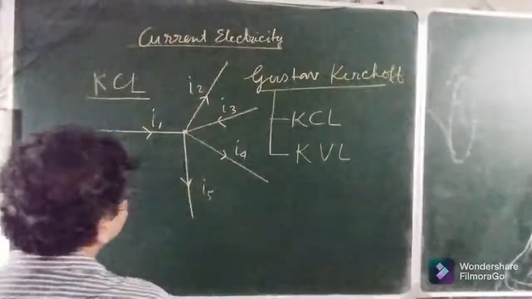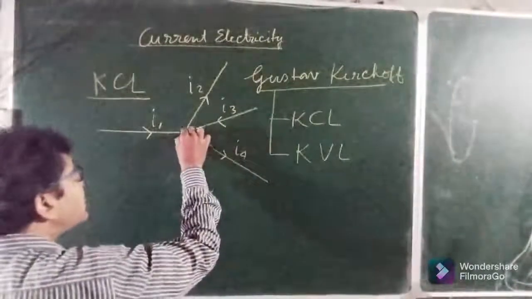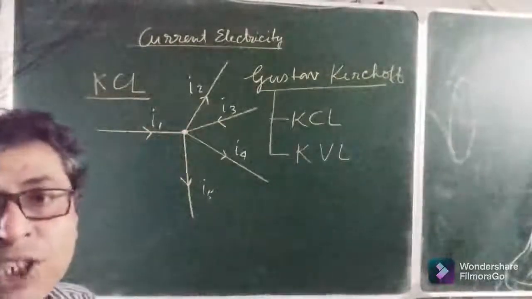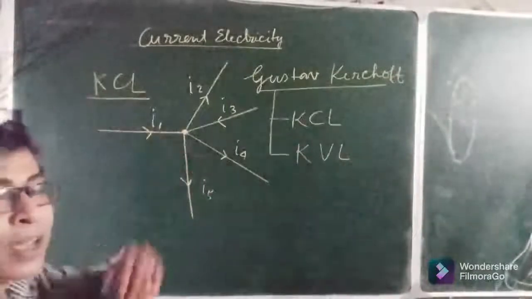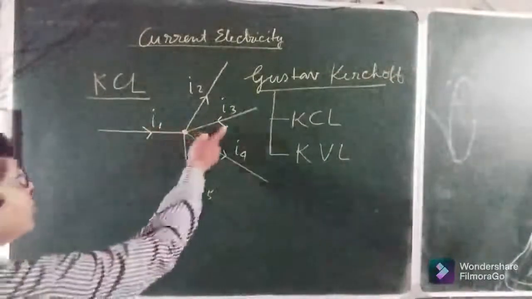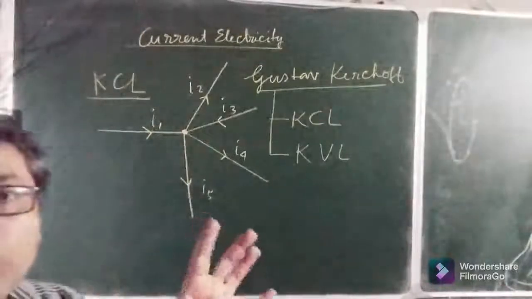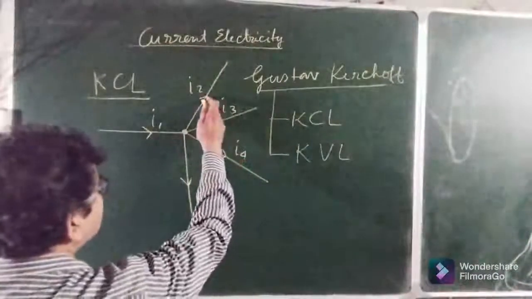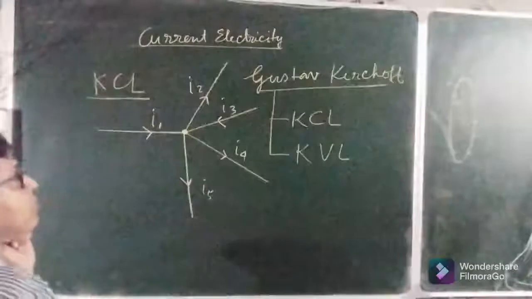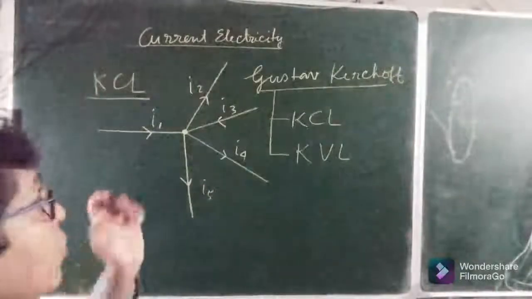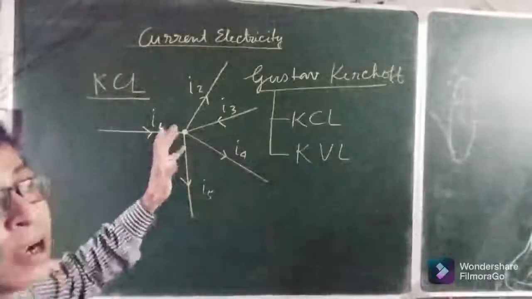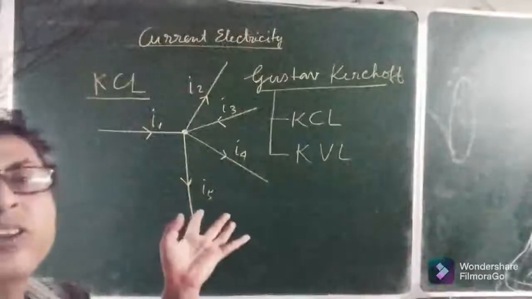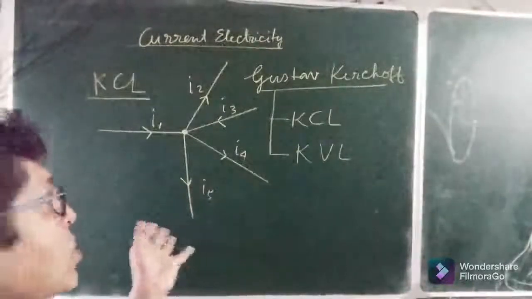According to him, the total energy at this junction was zero before entering these currents I1 and I3, and will become also zero after getting out of these currents I2, I4, I5. That means there will be no energy before the current flows in and no energy after the current gets out. That means this statement resembles the law of conservation of energy.